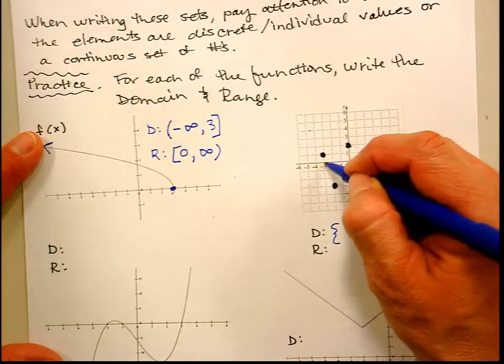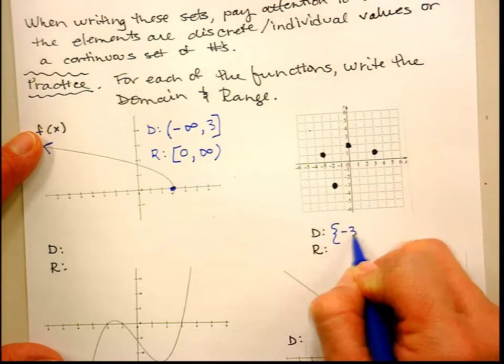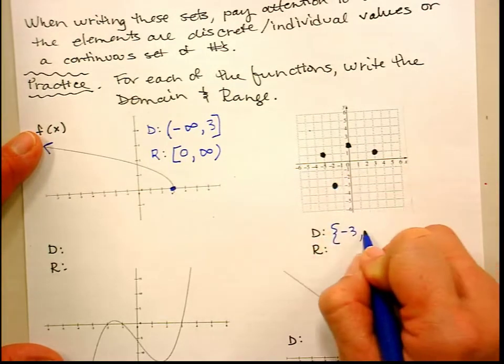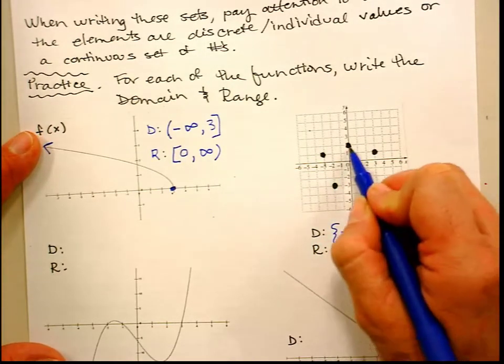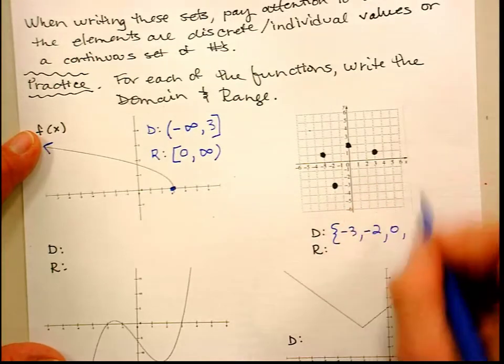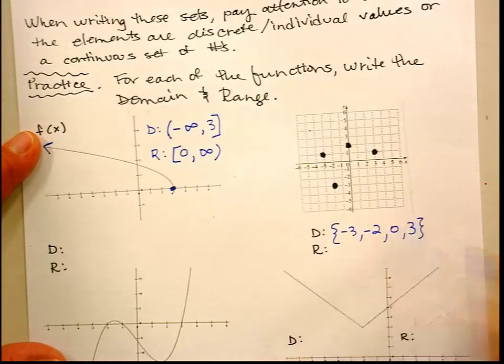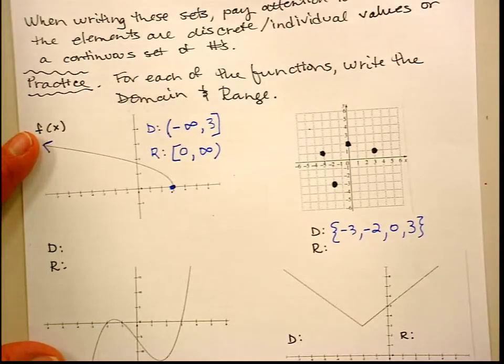Well, I have an x equals -3 value. I have an x equals -2 value. I have an x equals 0. And I have an x equals 3. Okay, so those are my 4 x values.